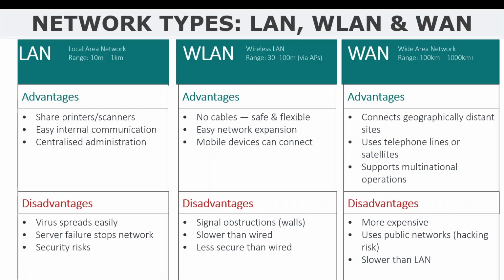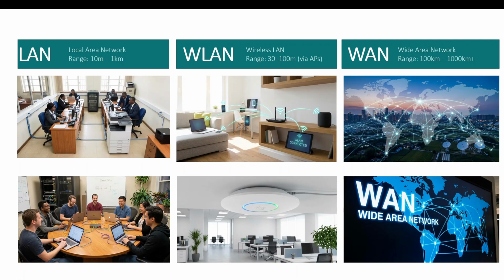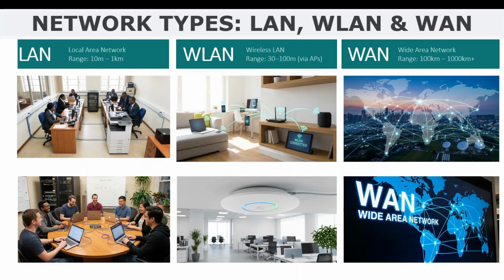When we come to the wide area network, it's more expensive, and then it uses the public network. And again, the issue here is that you can be hacked. Compared to the LAN, it is also slower than the local area network. These are some images to show us the main types of networks that we are talking about. Okay, so that brings us to the end of network types.